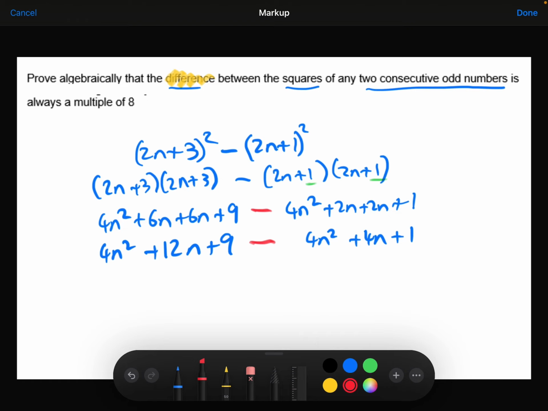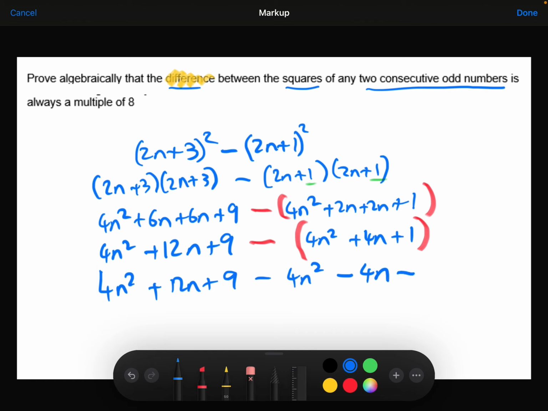Really importantly, I need to subtract all of the 4n squared plus 4n plus 1, so I need brackets around it. If you don't put brackets around that, you're going to make a mistake. Because like I say, it's not just the 4n squared we're going to take away. We're going to subtract the 4n squared, but we also need to subtract the 4n and we also need to subtract the 1. If you don't put the brackets around that, you might forget to subtract the 4n and the 1.